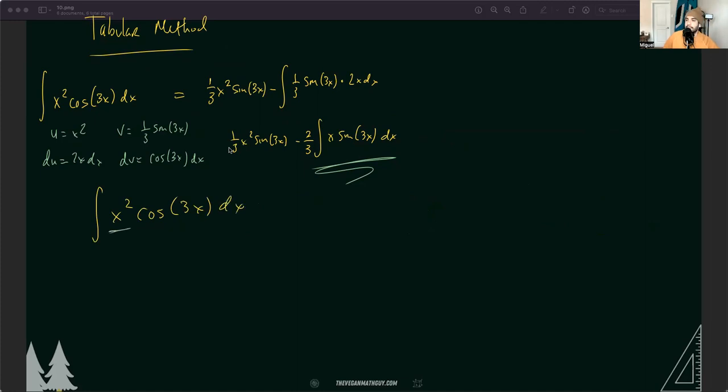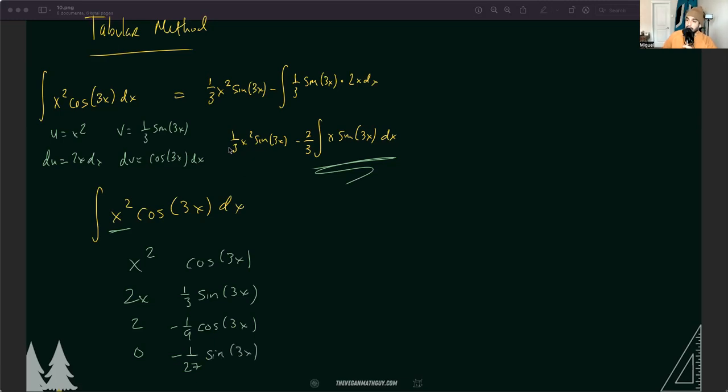So our u is going to be the x squared. So that's my x squared. Let's go ahead and take the derivative until we continue to get 0. So it's only 4 terms, not bad. And now our dv is going to be the cosine of 3x, and we're going to integrate this. So this is going to become 1/3 sine of 3x. And we have to integrate again. This is going to become negative 1/9 cosine of 3x. And integrate one more time. Negative 1/27 sine of 3x.